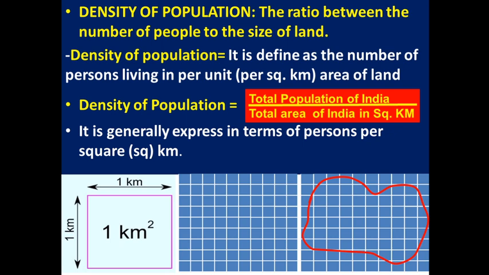Because of that, if we compare the density of population between India and China, the density is much higher in India, because India has a large population and its land is very small compared to China. So the density of population in India is 382 persons per square kilometer, and in China it is 140 persons per square kilometer. That is the formula. These are some of the concepts related to the density of population of the world or a particular country.